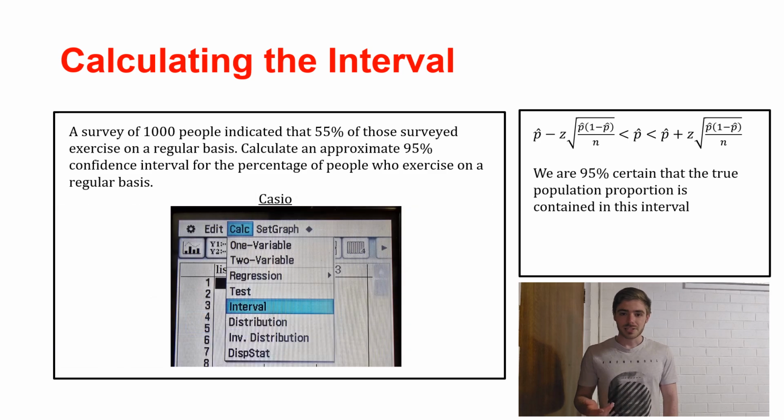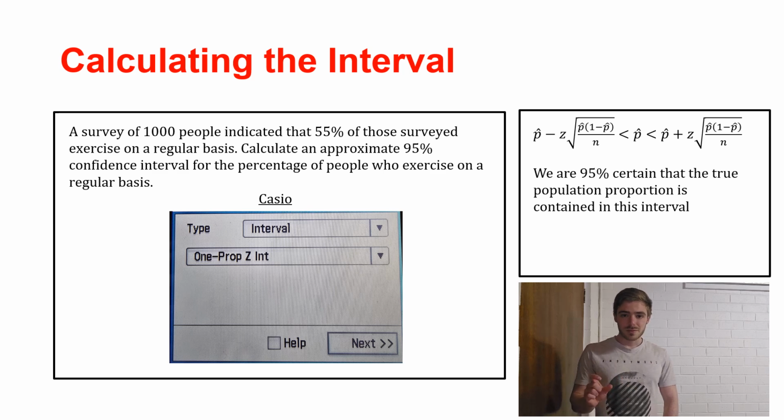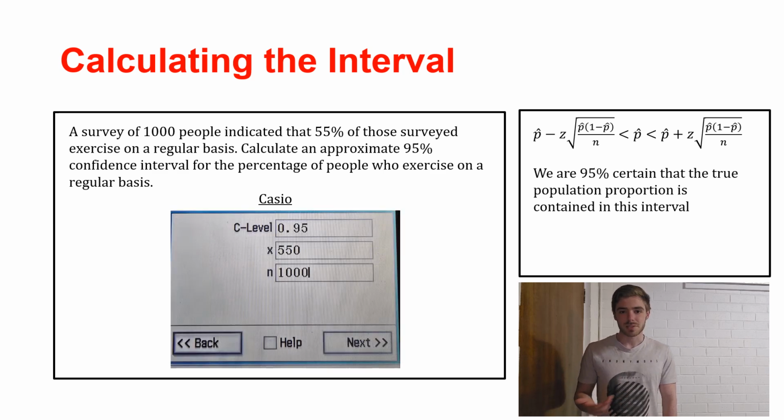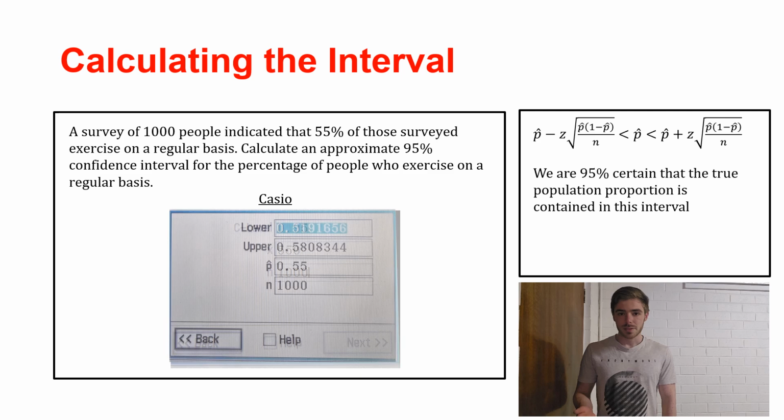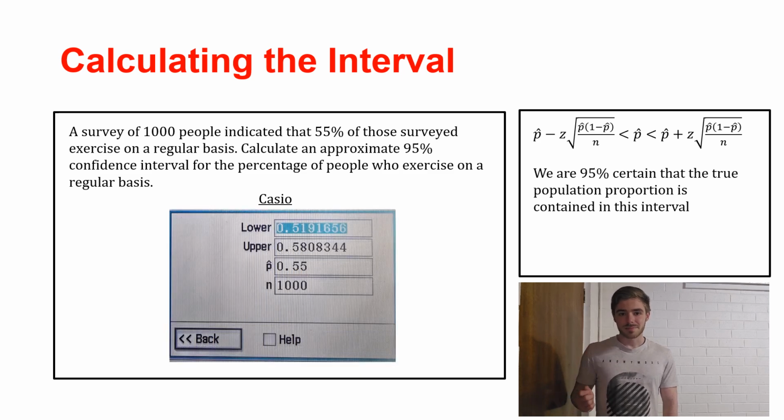On the Casio, it's actually located on the Statistics window under Calc Interval. From there, you're just going to select one prop z interval and then plug in the parameters as we discussed earlier. Once you hit Next, it'll populate the upper and lower bound that you need.